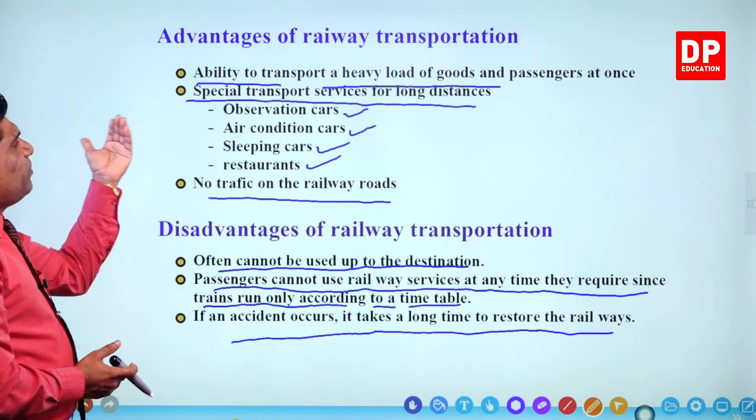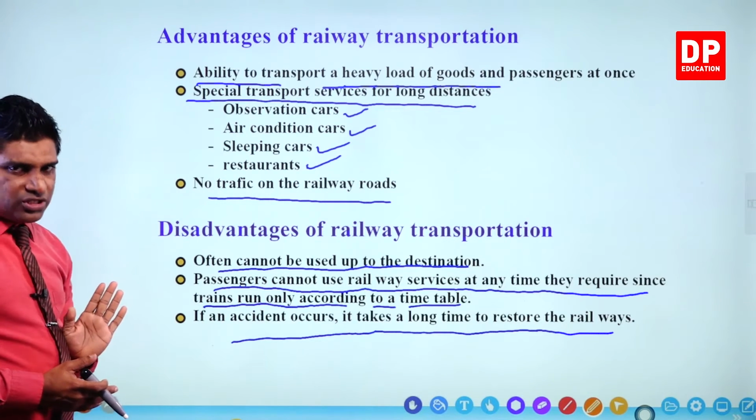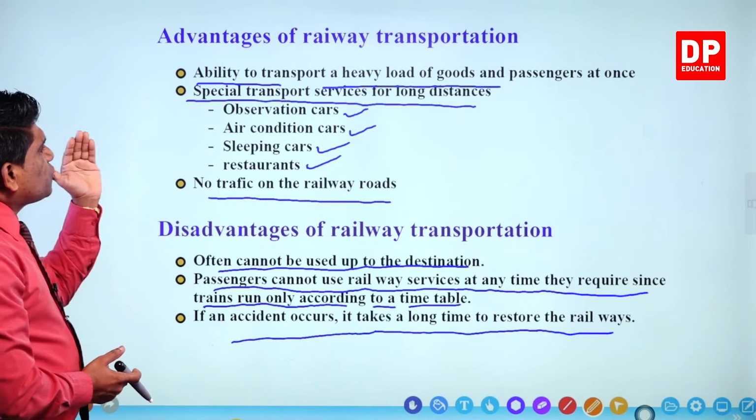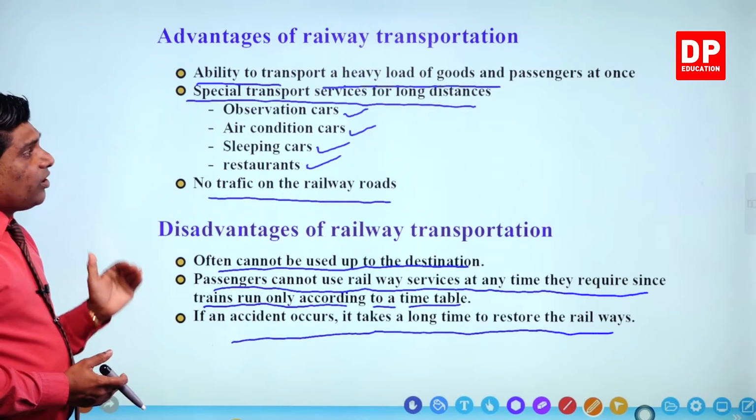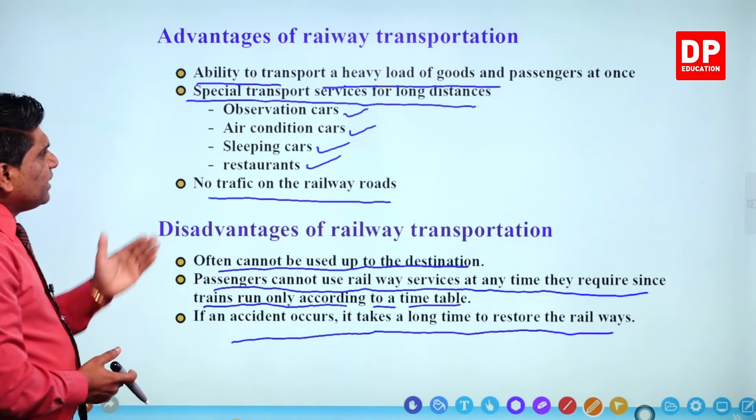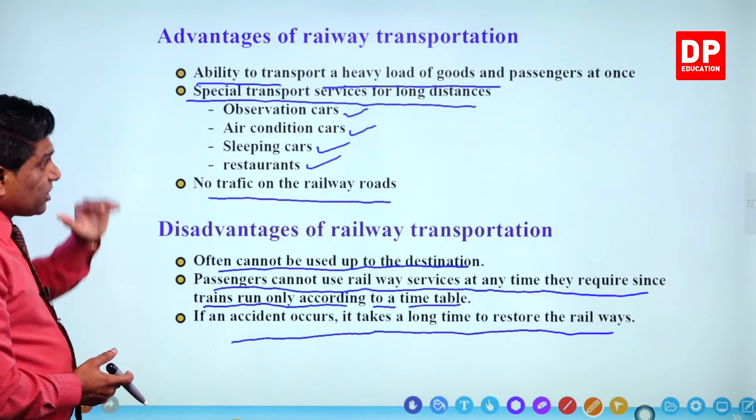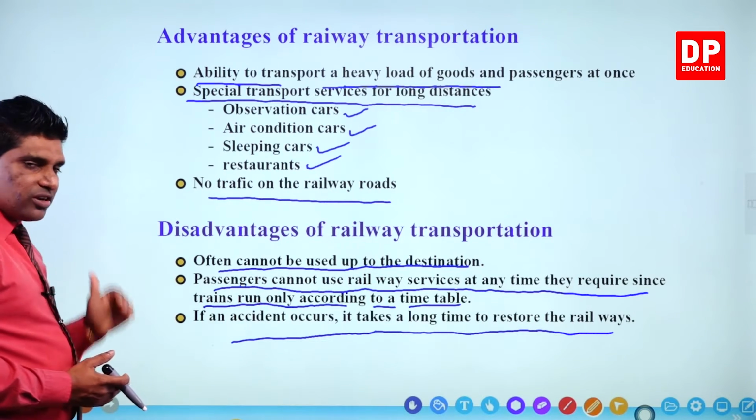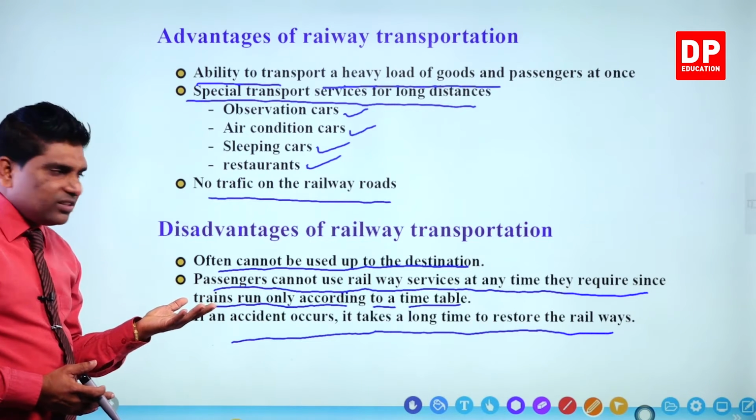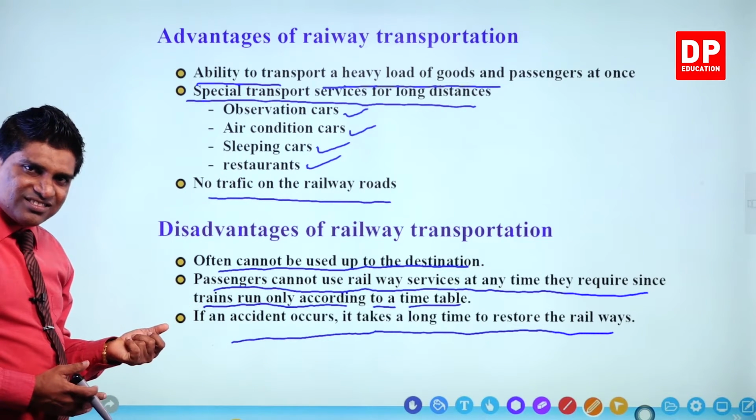Advantages: ability to transport heavy load of goods, special transport services for long distances. What are they? Observation cars, air conditioned cars, sleep-in cars, restaurants, right? No traffic. These are the advantages, right?